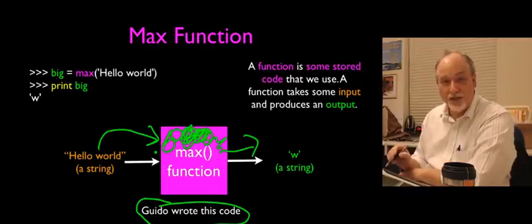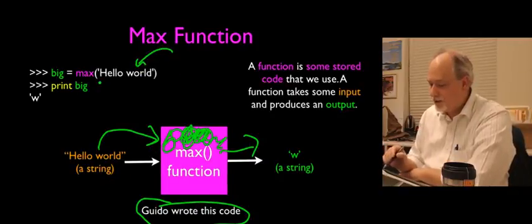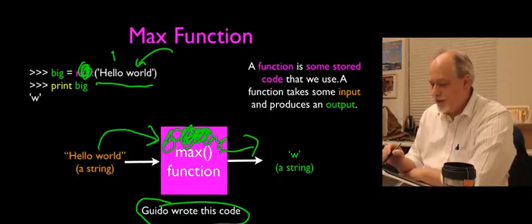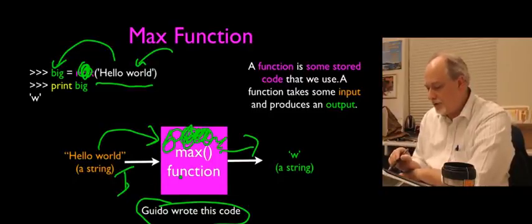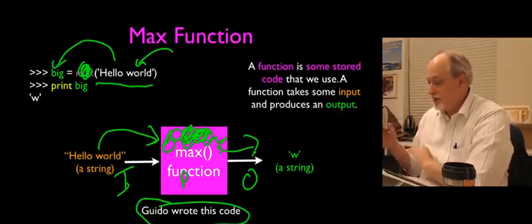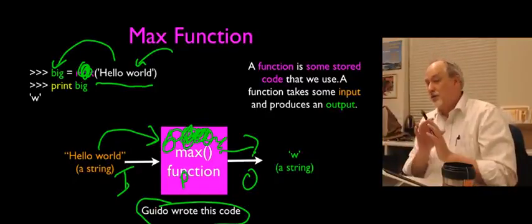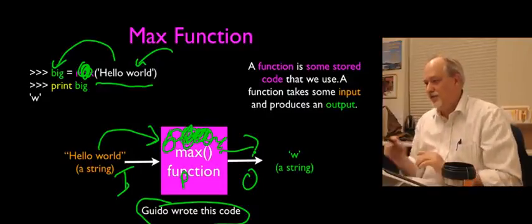So hello world is the input, the string, the arguments, the thing we're passing in. Hello world is what's being passed into the function. The function is running, and then something comes back and is sent back. So it has input, processing, and output. Input, processing, and output. So that's how a function, some stored code, whether we wrote it or not, works the same when we call functions.